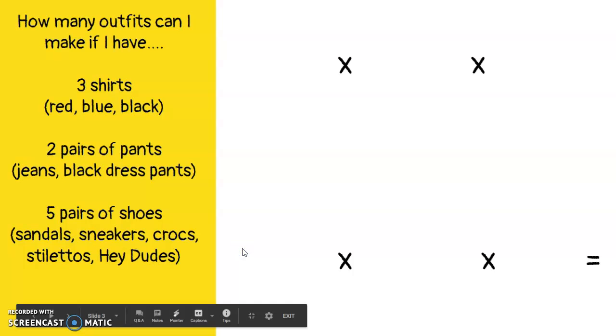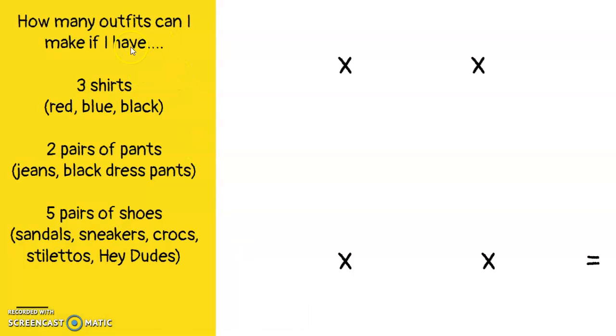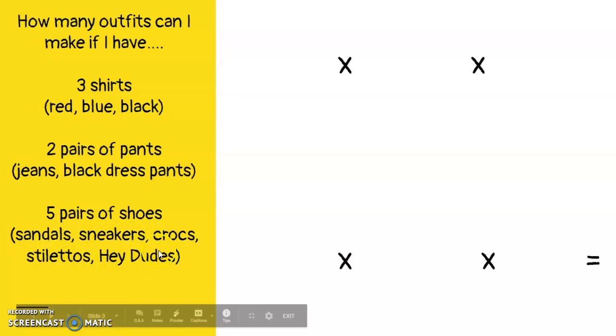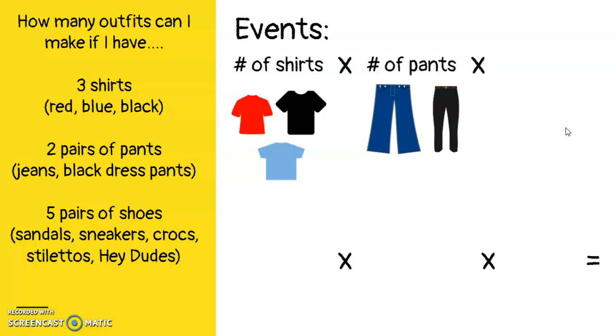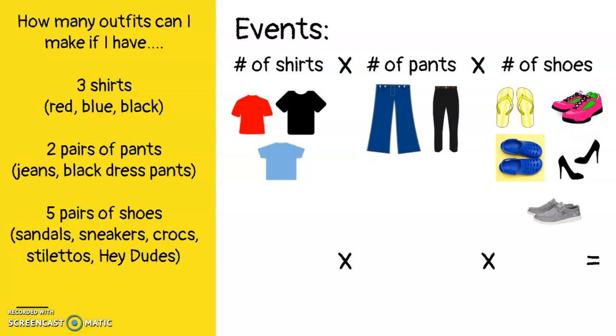So let's try this out. Let's say I have how many outfits I can make if I have 3 shirts, red, blue, and black, 2 pairs of pants, jeans or black dress pants, and 5 pairs of shoes, sandals, sneakers, Crocs, stilettos, Hey Dudes. Well, let's think first, how many events do I have or how many choices do I have to make? Well, I need to choose a shirt. I need to choose a pair of pants. And I need to choose a pair of shoes. If I choose more than one of any of these, then I don't have an outfit.